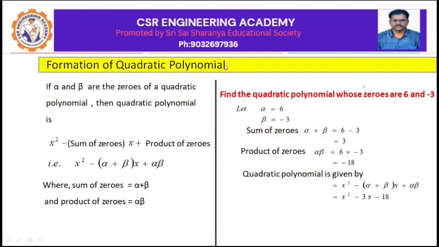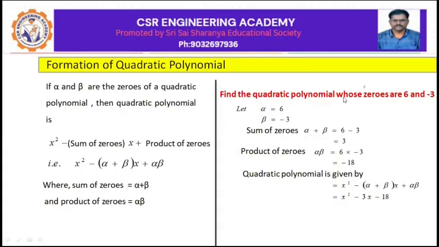Formation of quadratic polynomial. If alpha and beta are the zeros of a quadratic polynomial, then the quadratic polynomial is x square minus sum of zeros into x plus product of zeros. That is x square minus (alpha plus beta) into x plus alpha beta, where sum of zeros is equal to alpha plus beta and product of zeros is equal to alpha beta.